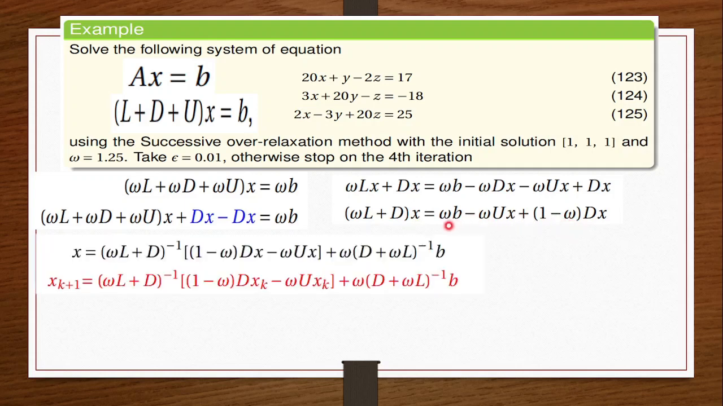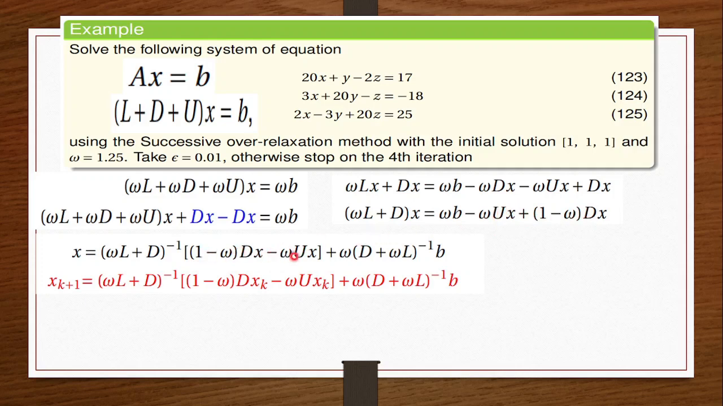Next up, when we divide through by omega L plus D, we are going to have the inverse of omega L plus D, meaning 1 over omega L plus D, multiplying this whole thing here. So we've actually factored it out in a very special way. Let's take it from the top here.